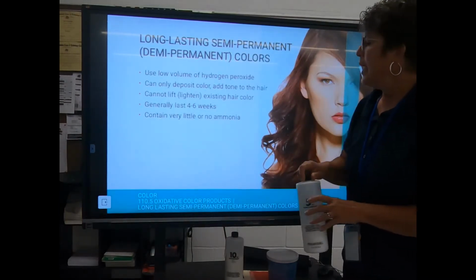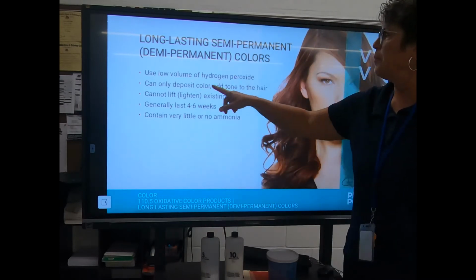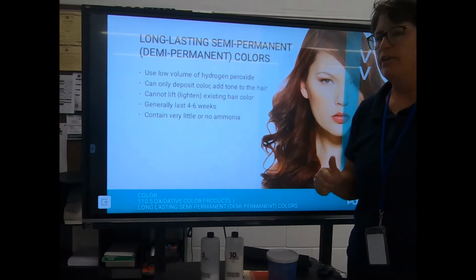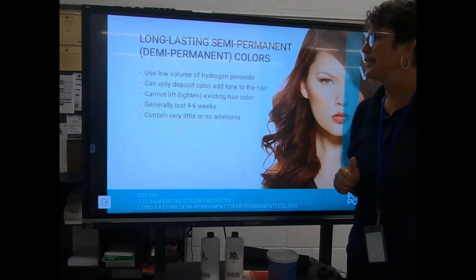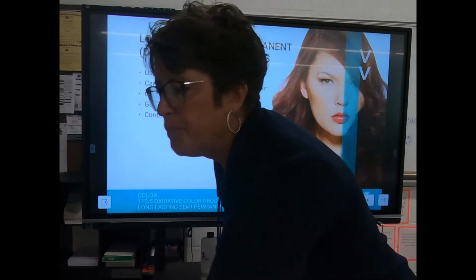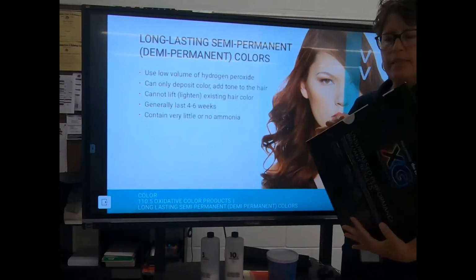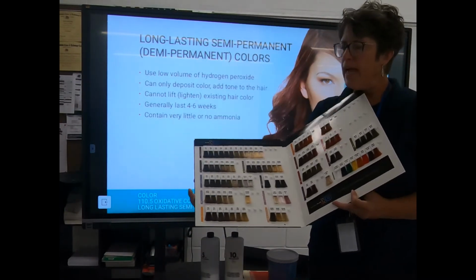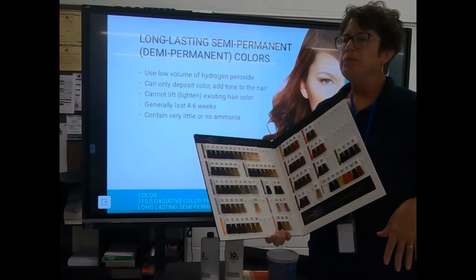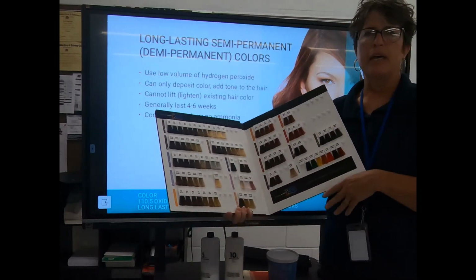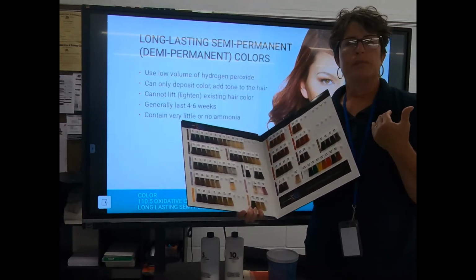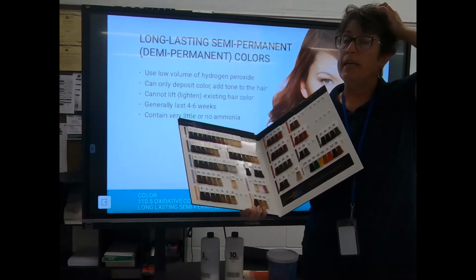Okay, so again, demi-permanent or long-lasting semi-permanent, it's a low volume of hydrogen peroxide, can only deposit, cannot lift, will generally last 4 to 6 weeks and contain very little or no ammonia. Okay, the cool thing about Paul Mitchell is they take the colors that we have, and we have a lot of demi-permanent colors that match this. So say I go in and I get my hair tinted brown, and then I go 6 weeks and I come in and now I have regrowth.